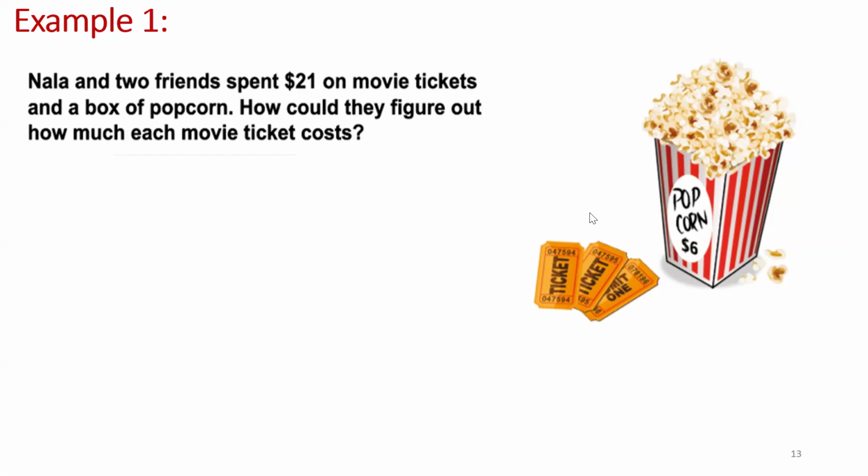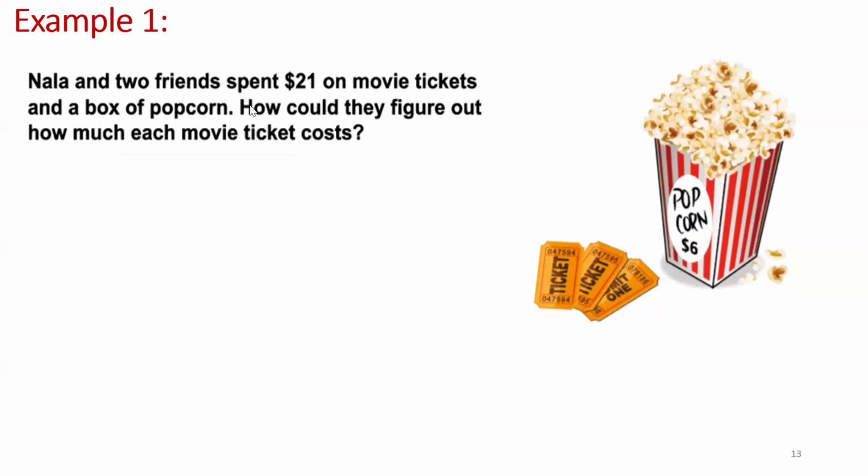In this video, you are going to learn how to write and solve a two-step equation given a worded problem or a scenario. We are going to be using this example on the screen. Naila and two friends spent $21 on movie tickets and a box of popcorn. How could they figure out how much each movie ticket cost?